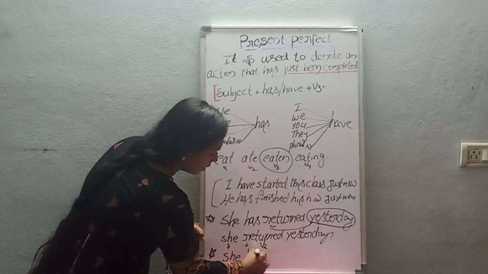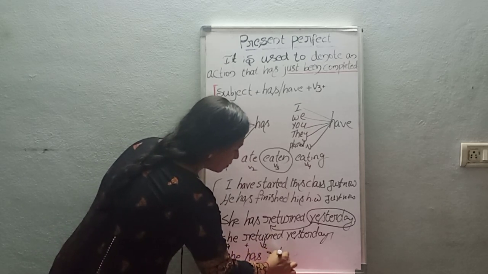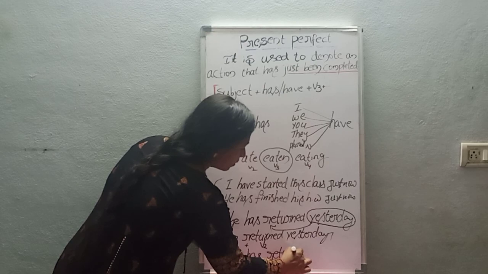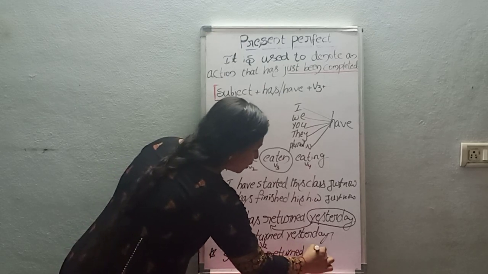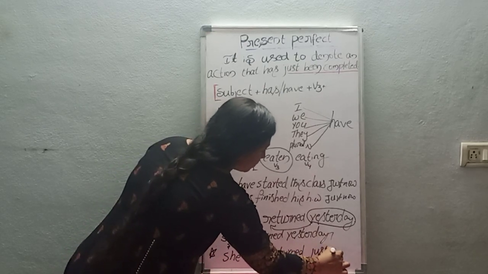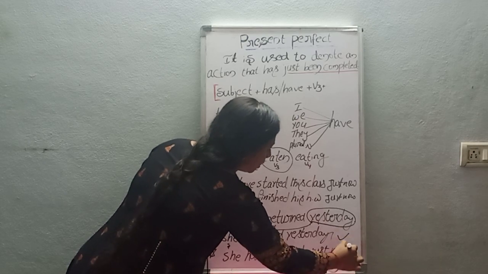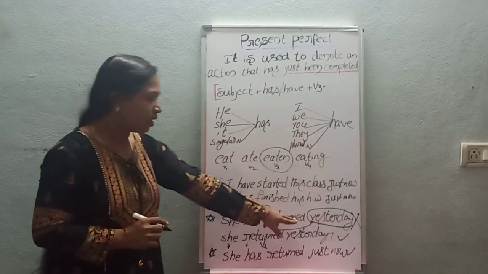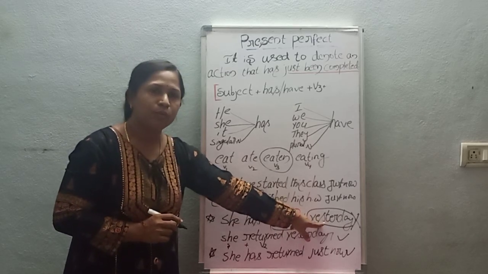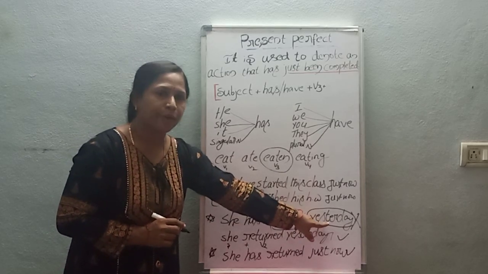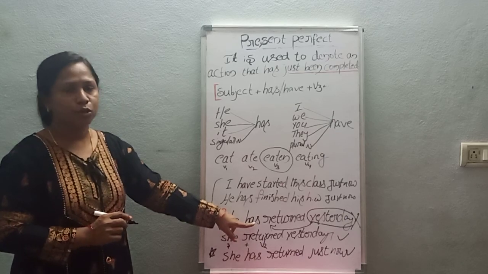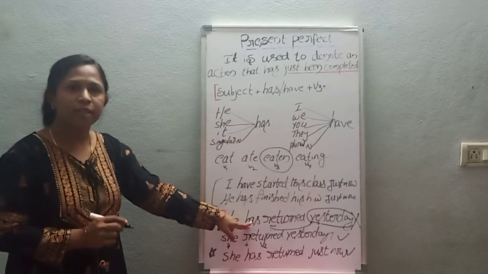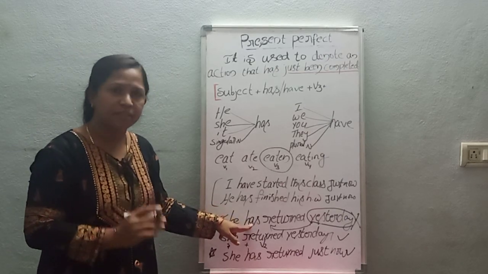She has returned just now. This is the right one. This is the wrong sentence. Why? Because we have used finished time or point of time with present perfect, so this is the wrong one. We should not use any point of time for present perfect.